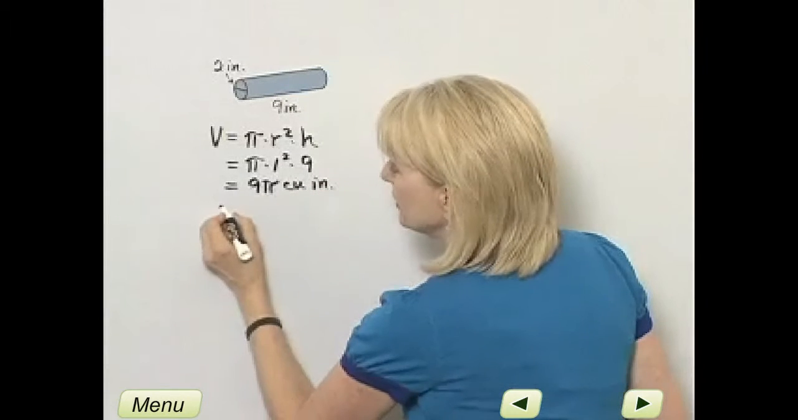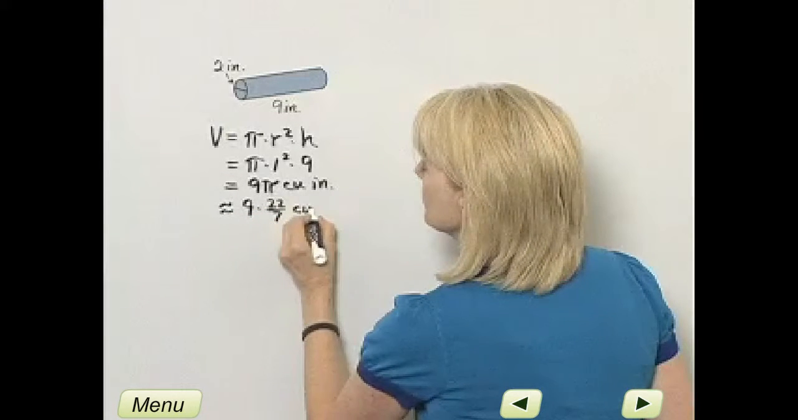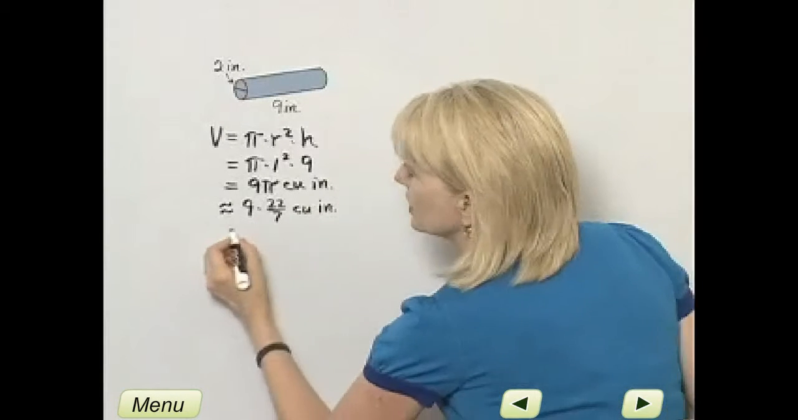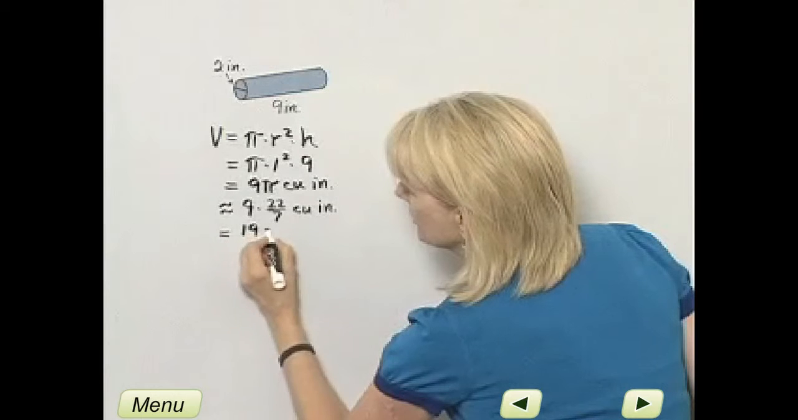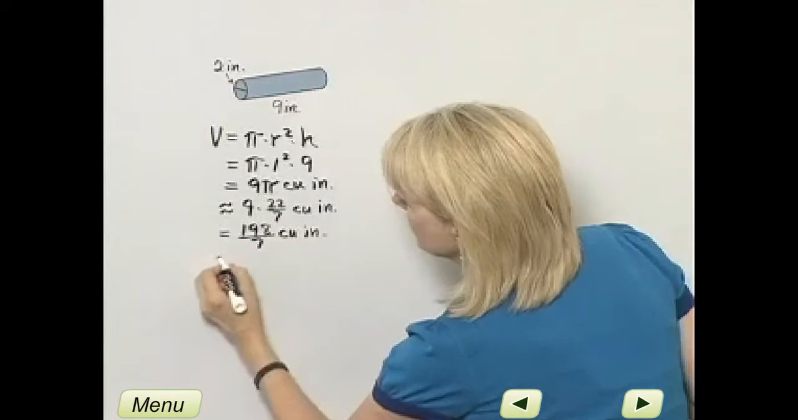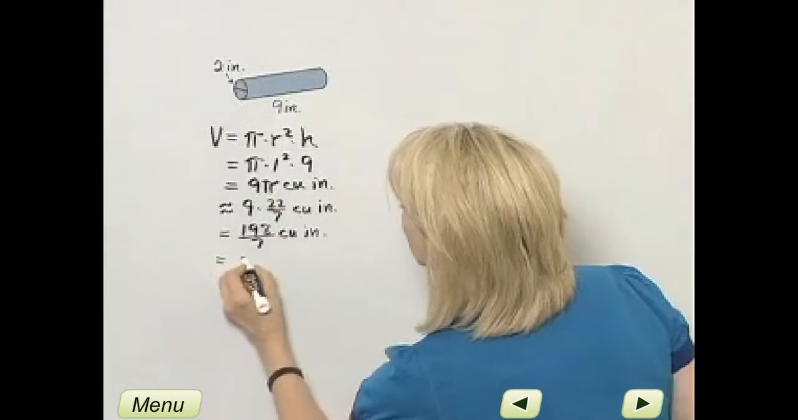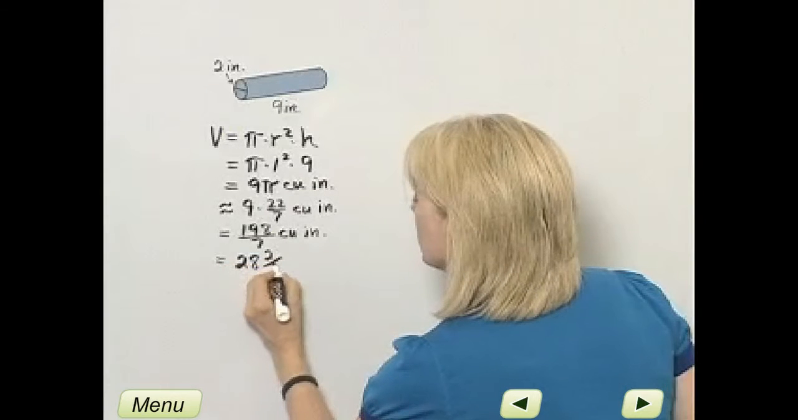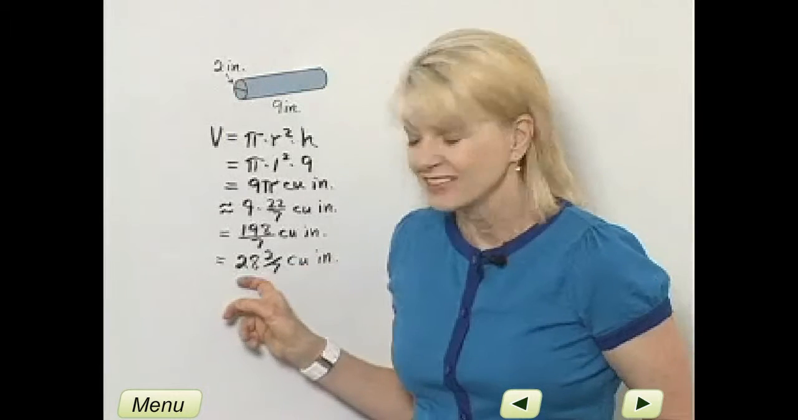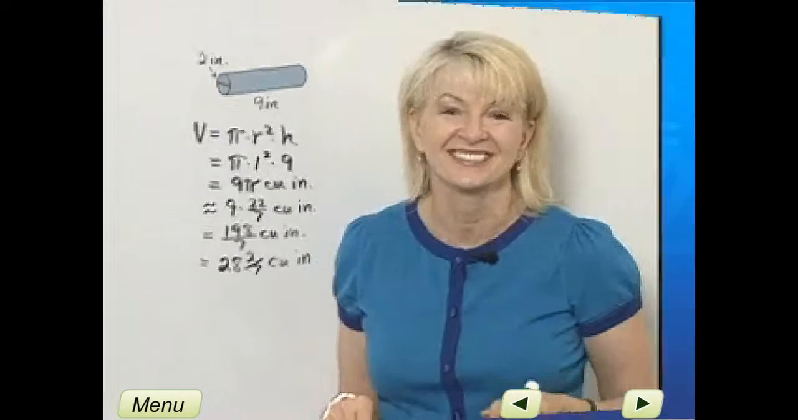To approximate, instead of pi, I write 22 over 7. This is still cubic inches, and let's go ahead and multiply then. 9 times 22, that's 198 over 7 cubic inches. And then if we write that as, say, a mixed number again, divide 7 into 198, it goes 28 times and a remainder of 2. All right, there is my approximate volume, and there is my exact volume. Let's look at another figure.